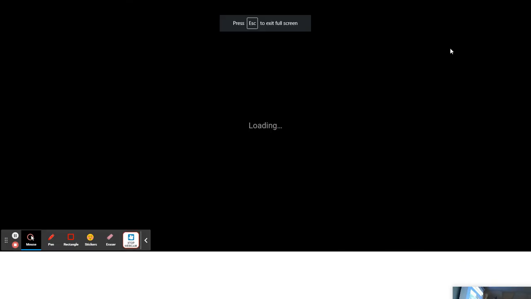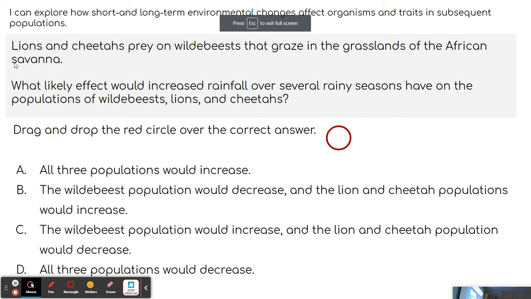Okay, let's go to the next slide. And here, our TEK, we can explore how short and long-term environmental changes affect organisms and traits in subsequent populations. Lions and cheetahs prey on wildebeests that graze in the grassland of the African savanna. What likely effect would increased rainfall over several rainy seasons have on the population of wildebeests, lions, and cheetahs?